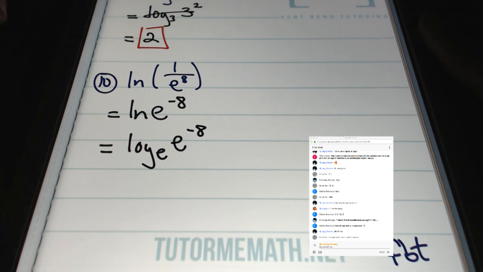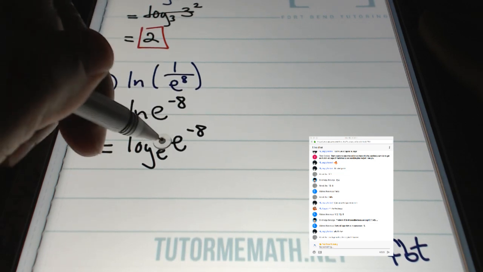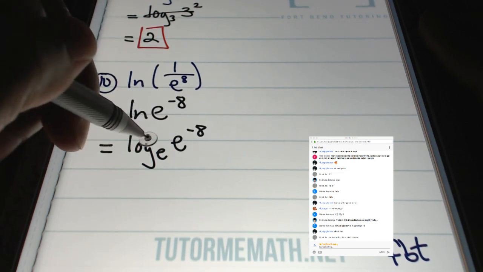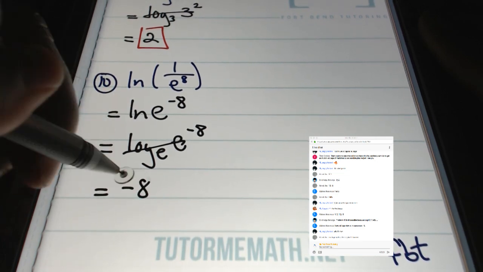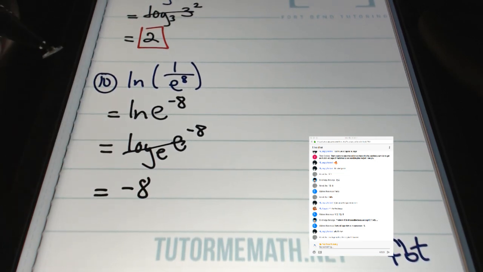the -8th power. And as we saw earlier in the stream, our property showed that anytime the argument's base and the base of the logarithm are identical, those will simplify to give you the exponent as your result, which in this case is -8. All right. That's what's going on.